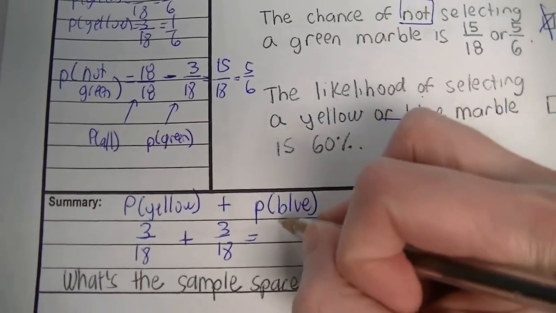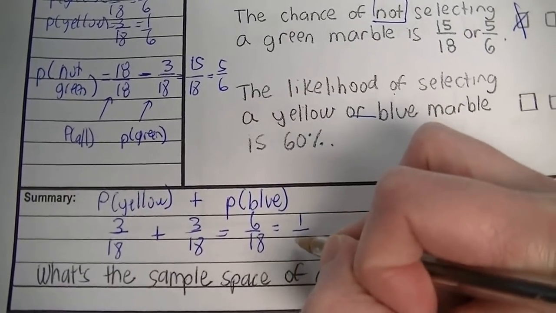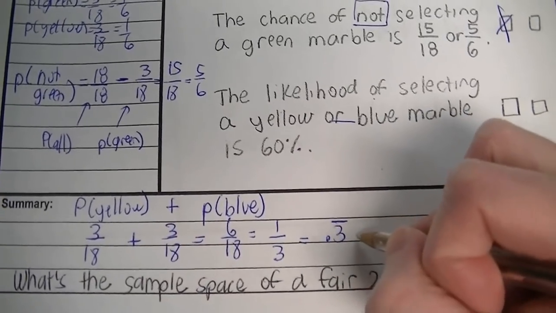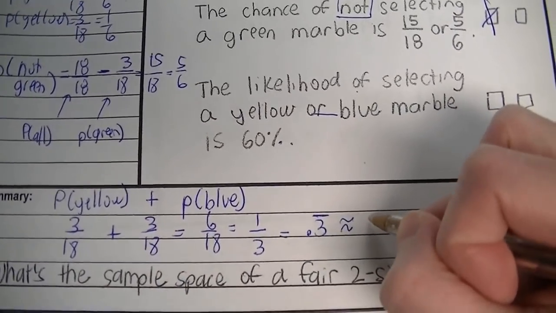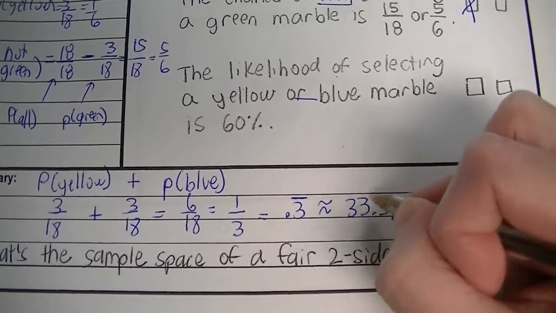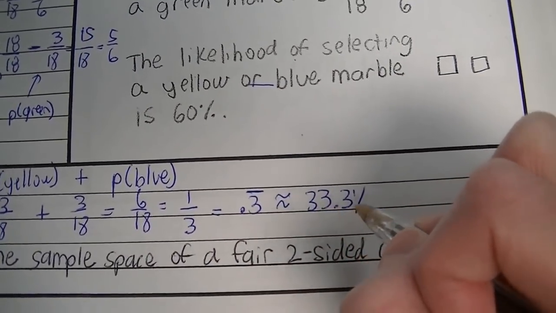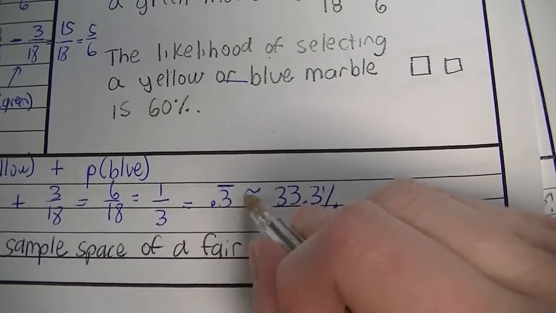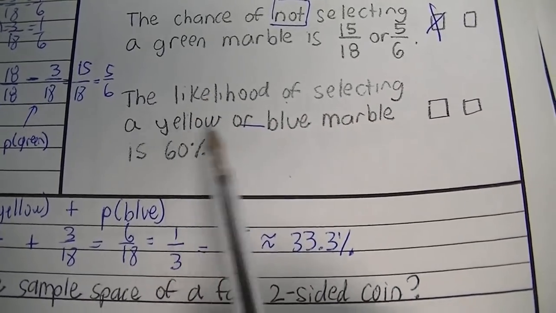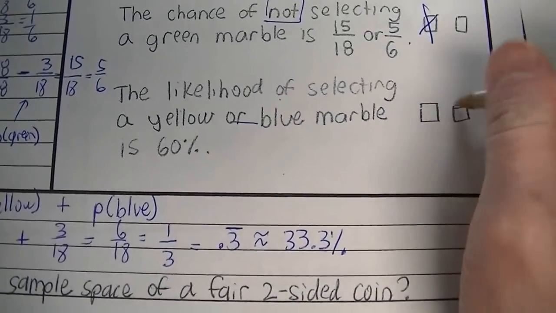And 3/18 plus 3/18 is 6/18, which, divide by 6, divide by 6, is 1/3. 1 divided by 3 is 0.3 repeating. That as a percentage is about 33% or 33.3%. I'm doing an approximation because I would have to sit here forever to write the exact one. I'd have to write 33.33333 forever for it to be exact. So that's why I approximated it, because I had to round it to the nearest tenth. So anyway, likelihood of selecting a yellow or blue marble is 60%. No, because it's only 33.3%, and that's false.